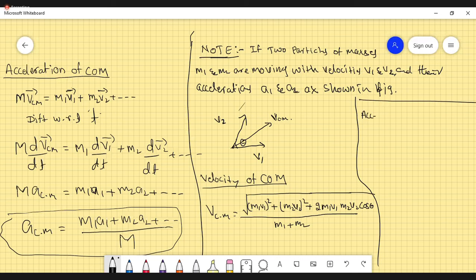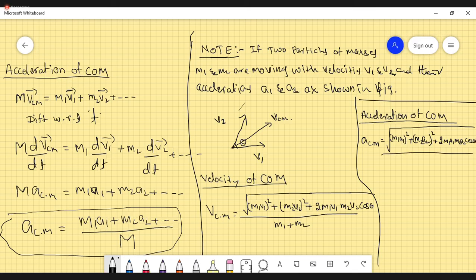And the acceleration of center of mass. If we consider the acceleration of center of mass, how can we write it? The square root of m1 a1 squared plus m2 a2 squared plus 2 m1 a1 m2 a2 cos theta, divided by m1 plus m2.